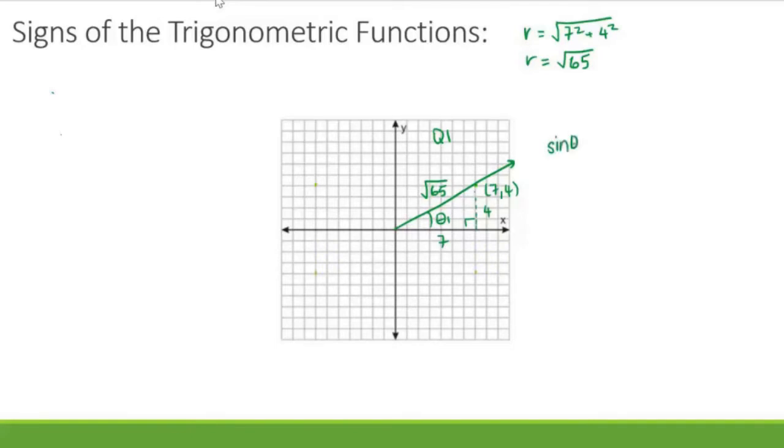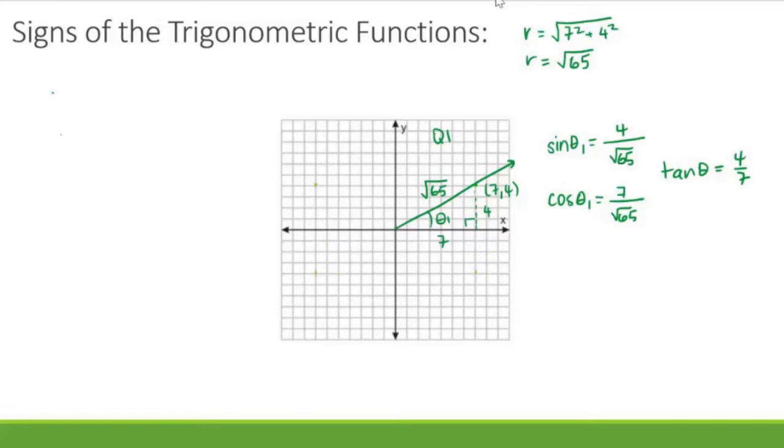The sine of theta 1, y over r, is 4 over the square root of 65. The cosine of theta 1, x over r, is 7 over the square root of 65. And finally, the tangent, y over x, for this angle is 4 over 7. Nothing unusual here. We notice that the sine, the cosine, and the tangent are all positive, as we expect. This always happens in quadrant 1 because we're looking at trig functions inside of right angle triangles.